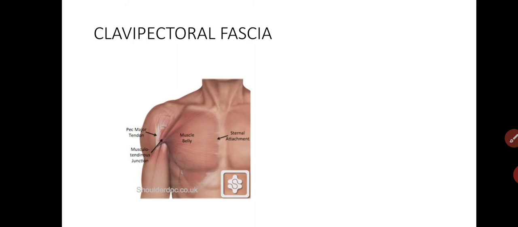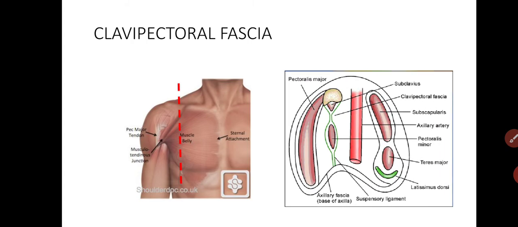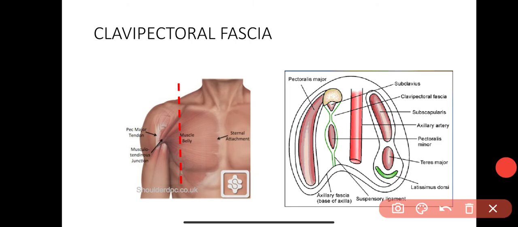Now the clavipectoral fascia, a fibrous sheet underneath the pectoralis major muscle. This is known as the clavipectoral fascia. If we take a sagittal section at this region, we will get this kind of figure. Here you can see this is the pectoralis major muscle, and deep to the pectoralis major, this green structure is the clavipectoral fascia.